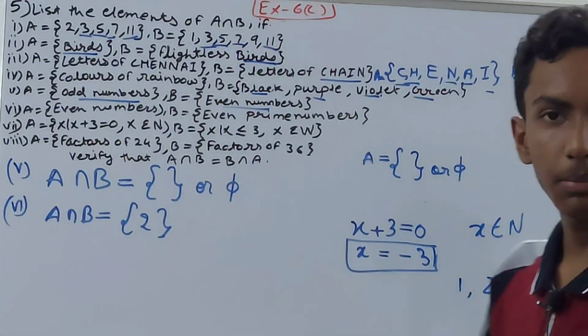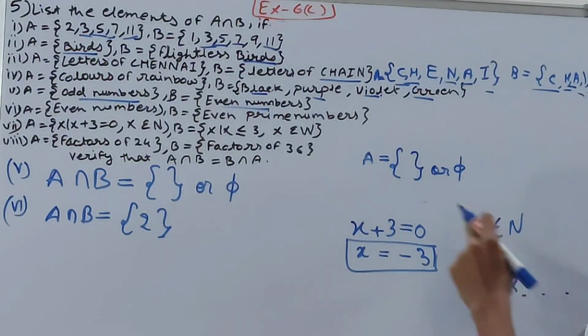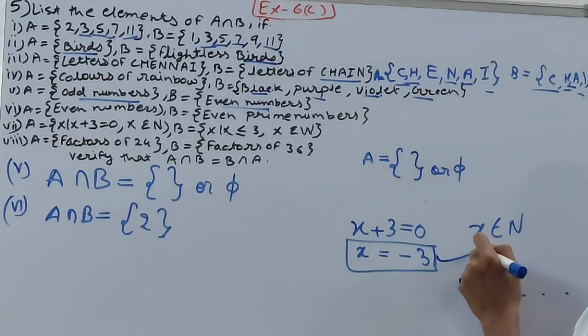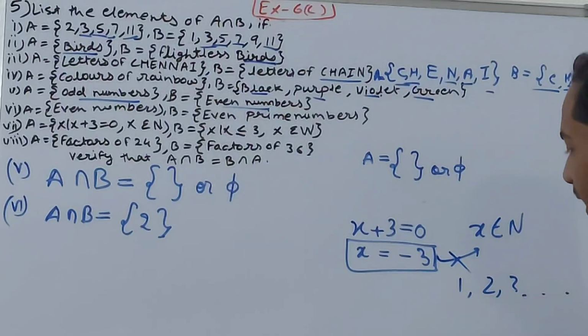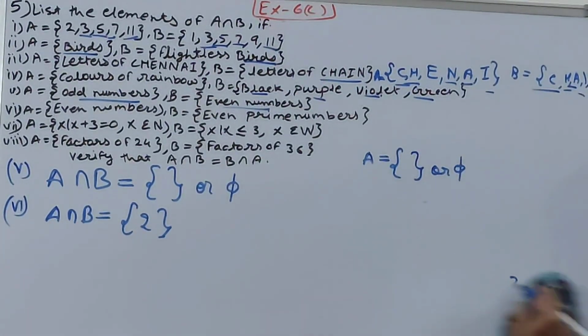So A is an empty set, yes, because again x is such that x is a natural number and x plus 3 equals 0, so x will be equal to minus 3, but minus 3 is not a natural number, that's why we will have an empty set, right? No other value can be taken for x here.